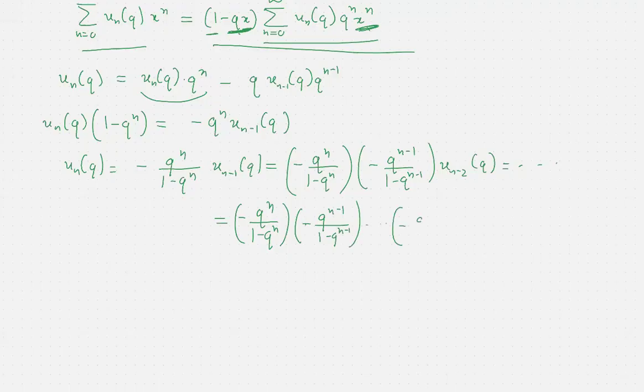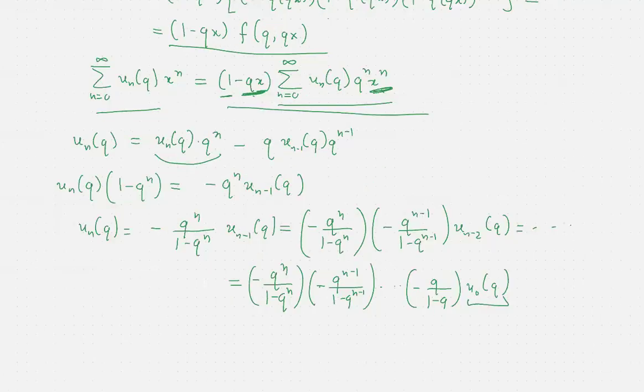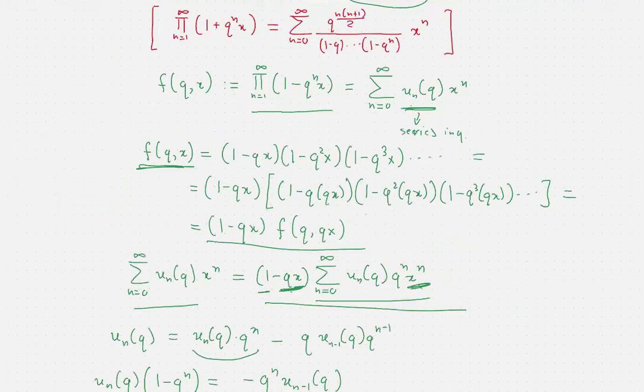And of course, u naught of q is 1. This thing is 1, simply because we can go to the original expression and ask ourselves when exactly we get 0th power, and that's exactly when we multiply the number 1 from each parenthesis.